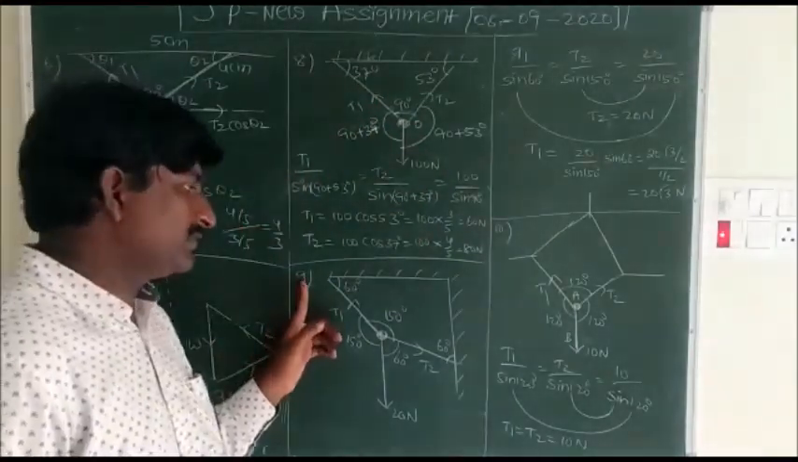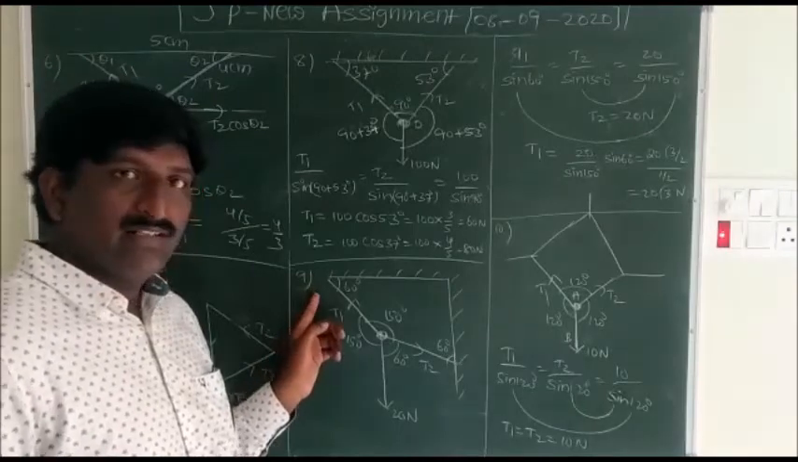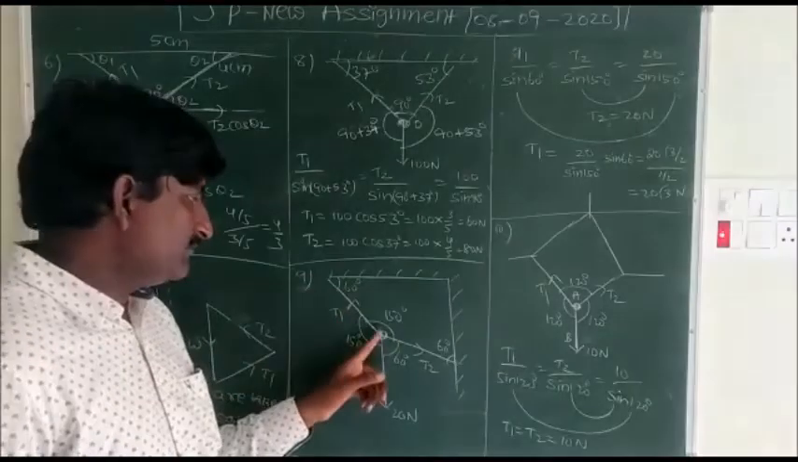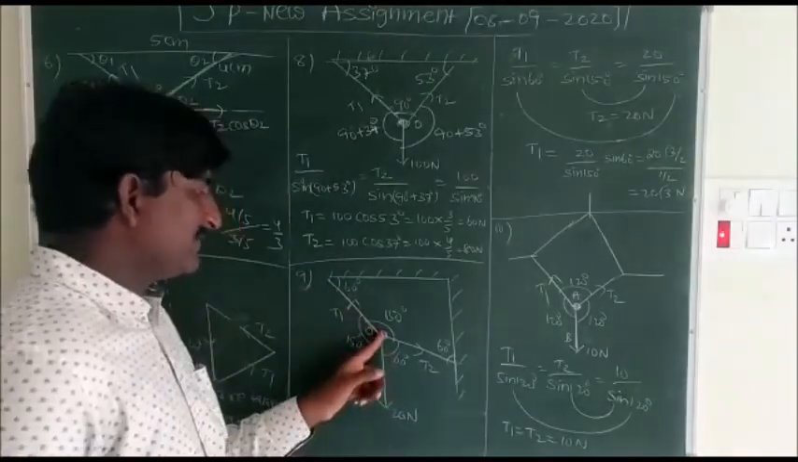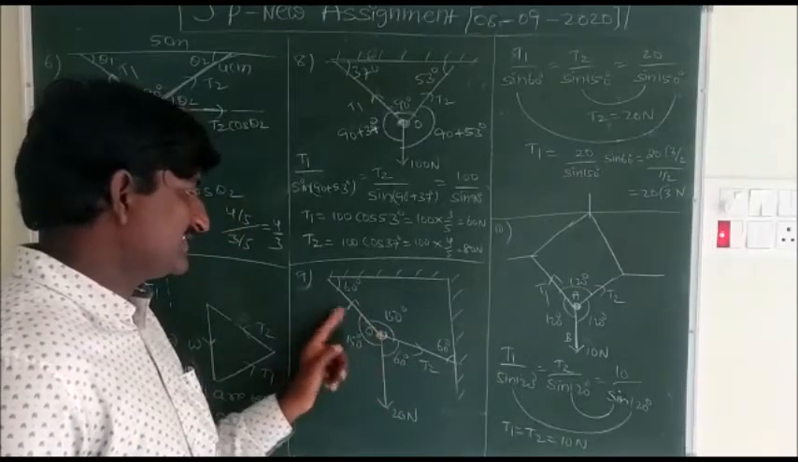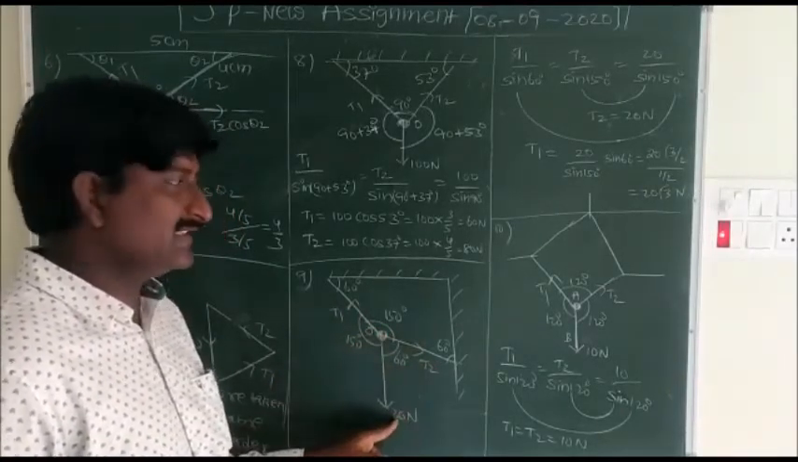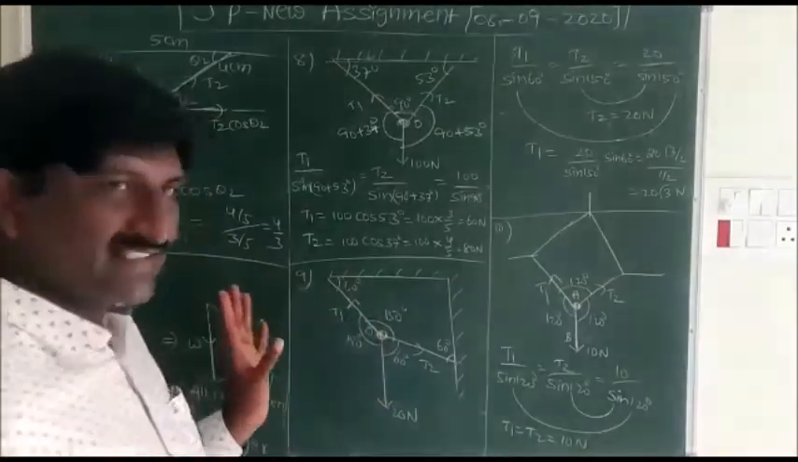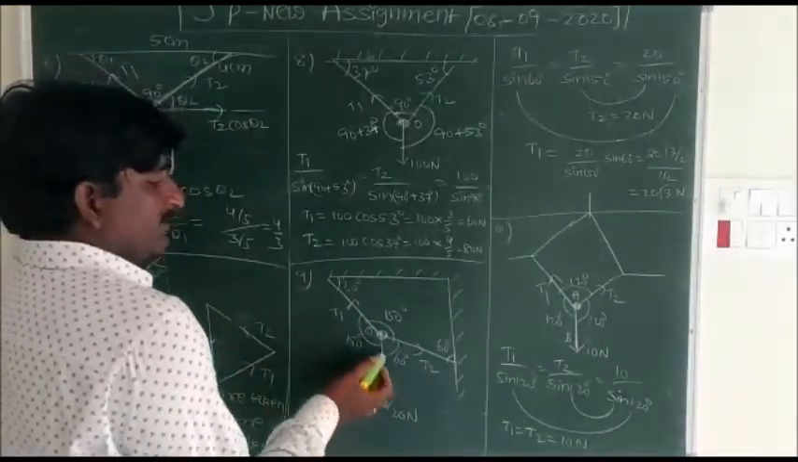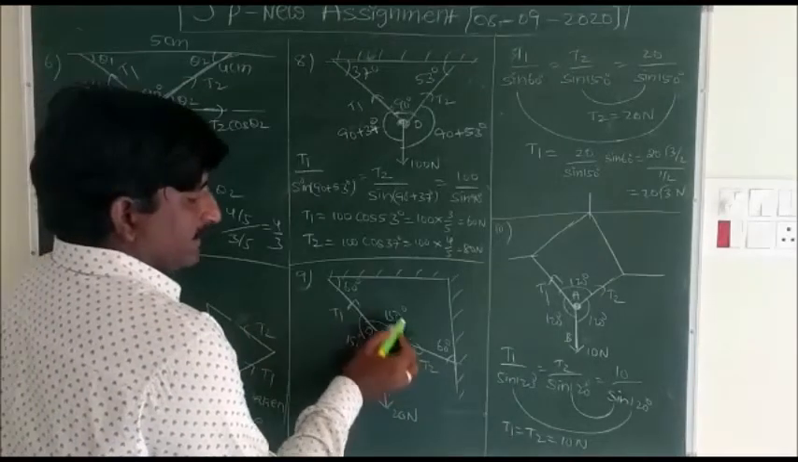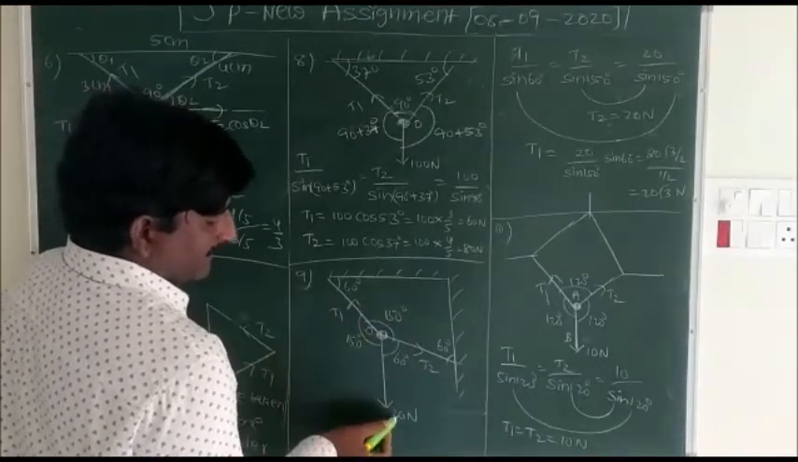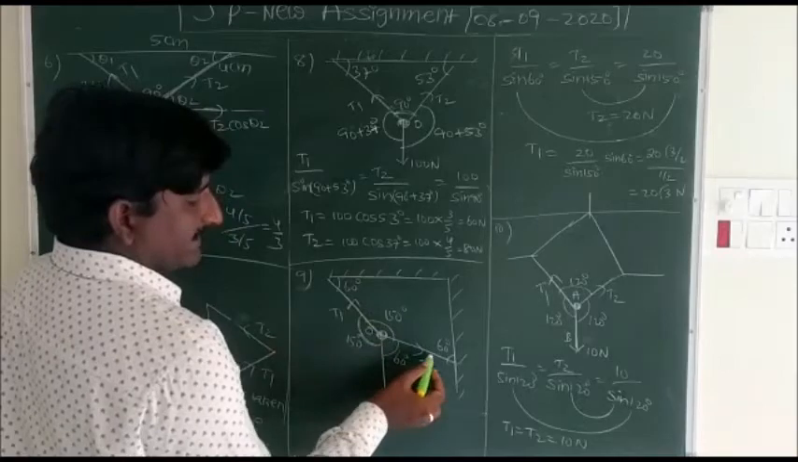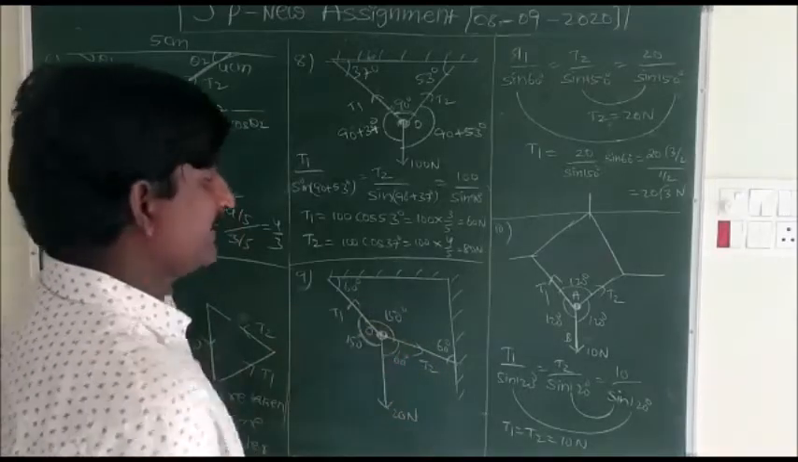And coming to the ninth problem, a repeated example regarding Lami's theorem. This point O is in equilibrium under the action of three coplanar forces T1, T2 and 20 newtons. Then calculate T1 and T2, that is the question. Just apply Lami's theorem. You can observe that here the angle between T1 and T2 is 150 degrees, the angle between T1 and 20 newtons is 150 degrees, and the angle between T2 and 20 newtons is 60 degrees.